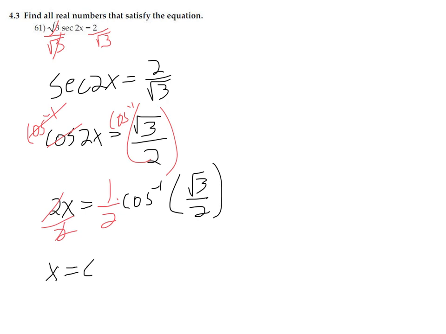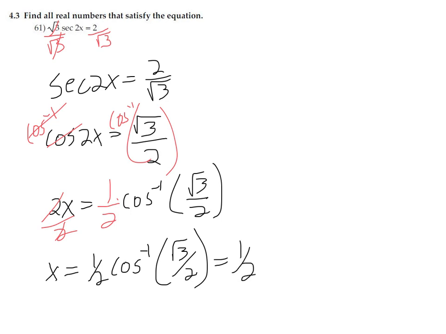x equals 1/2 arc cosine square root 3 over 2. Now there's no rounding, no decimal, anything like that on this problem, so this is a unit circle value. Where is cosine square root 3 over 2? The answer is 30 degrees, or pi sixths. So this is 1/2 of pi sixths, which is pi twelfths.